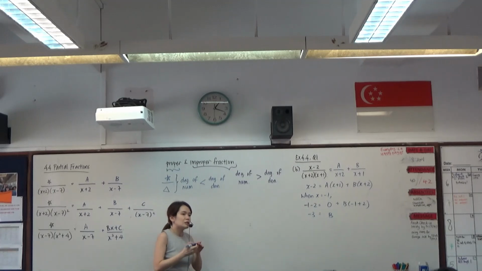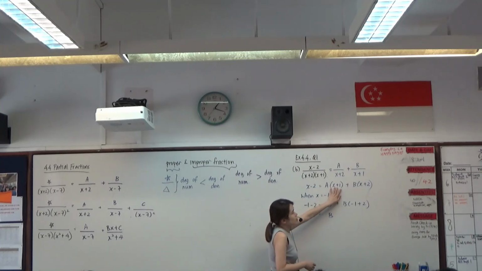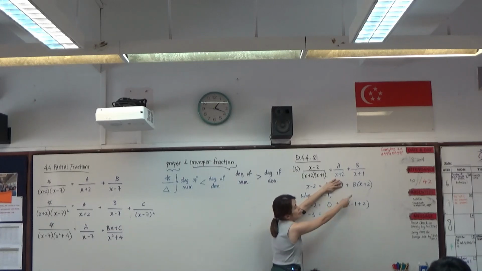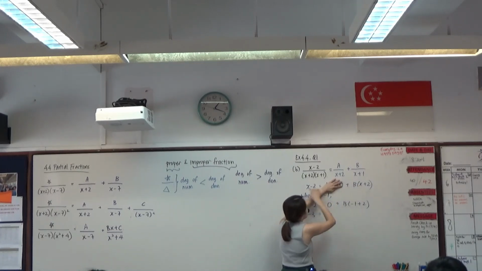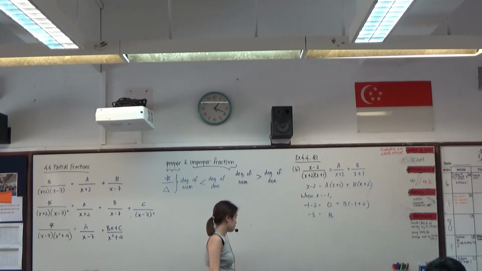How do we get x equals to negative 1? Okay, that is because when x equals to negative 1, this is 0. Right? Negative 1 plus 1 is 0. So A times 0 is 0. So down here becomes 0 already. What are you left finding? X are all being replaced already. You can only find out what is B. So that's why we strategically choose x equals to negative 1.